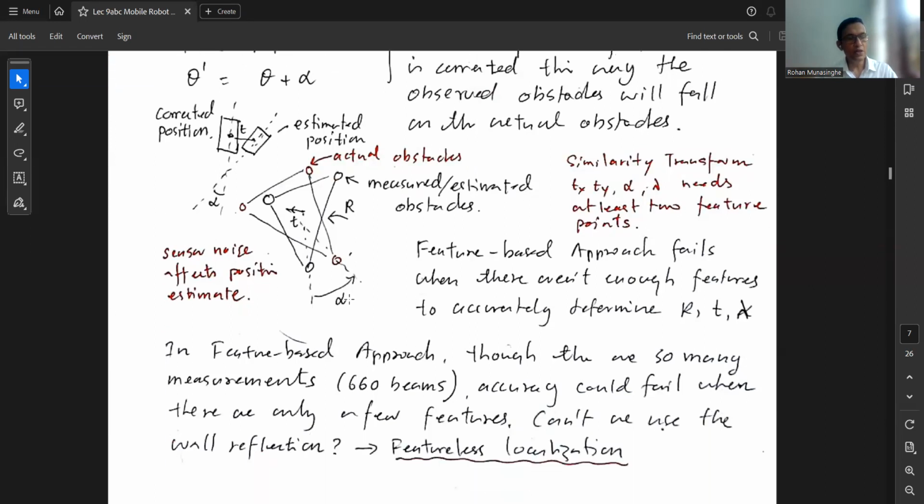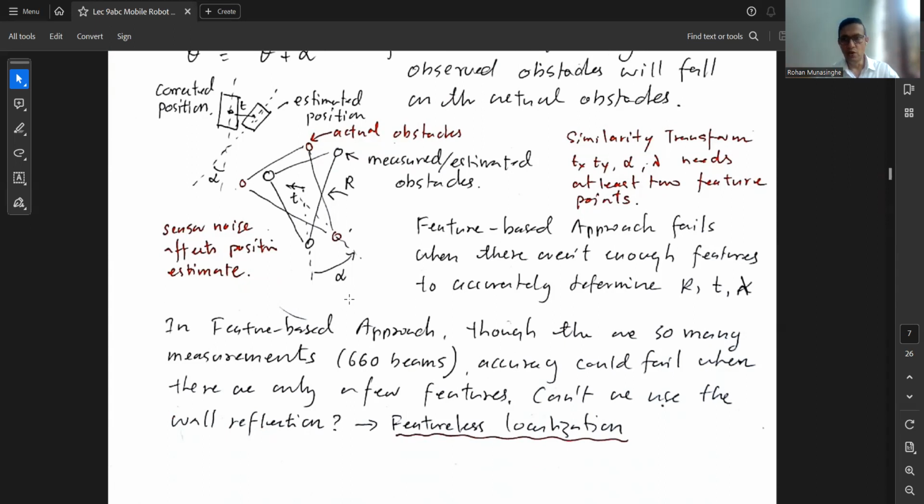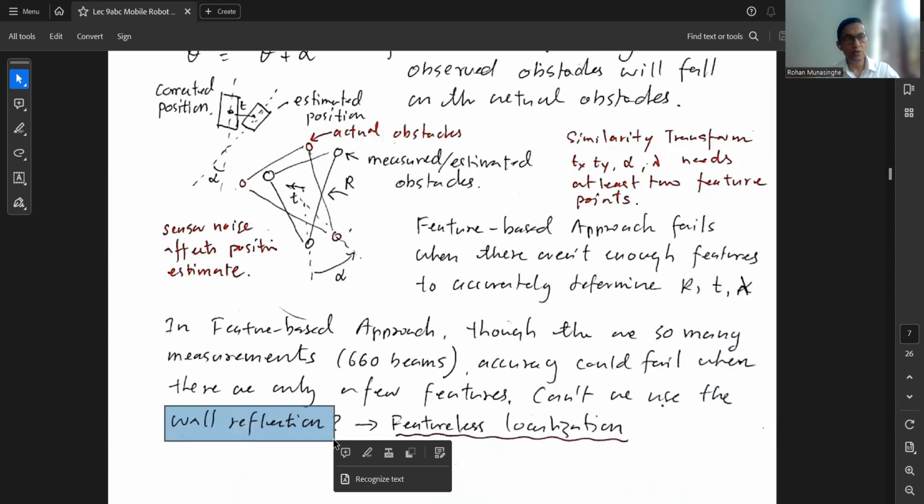Now, there is another thing called featureless localization. If you don't have any features around you, think about indoor localization. Okay, so if you assume just a room with 4 walls and few doors, etc., you don't have any features, right? But what about the wall reflection? As you can see it over here, wall reflection. Can we use the wall of the room as features? If so, you can still use the same algorithm we discussed, that is feature-based localization. Okay.